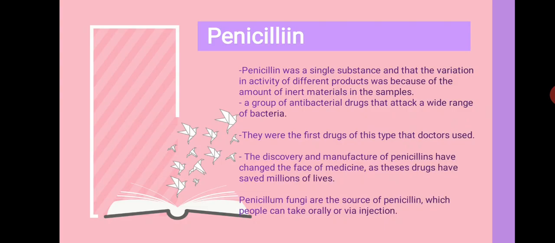So, penicillin was a single substance, and the variation in activity of different products was because of the amount of inert materials in the samples. It is a group of antibacterial drugs that attack a wide range of bacteria. They were the first drugs of this type that doctors used. The discovery and manufacture of penicillin has changed the face of medicine, as these drugs have saved millions of lives. Penicillin fungi are the source of penicillin, which people can take orally or via injection.